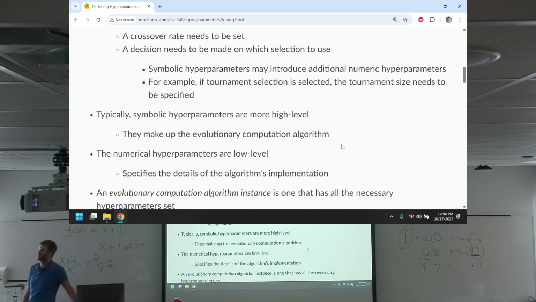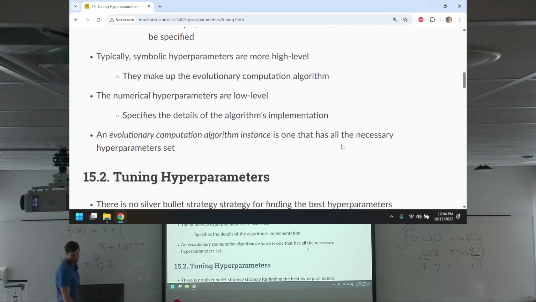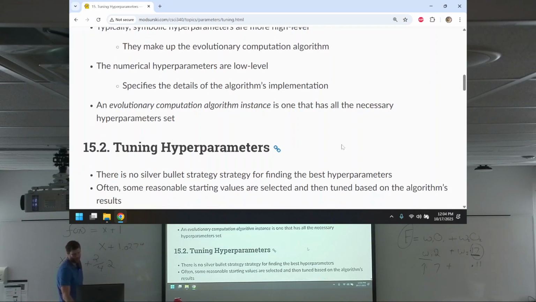Symbolic hyperparameters may introduce additional numerical ones, right? Roulette wheel often doesn't, it can, depending on if you want to modify the results from roulette wheel, but your base roulette wheel has no additional hyperparameter, right? You do roulette wheel. But if you're doing tournament selection, well, what's the tournament size? See, that's what I mean. Some have more than others. Typically, symbolic hyperparameters are more high level, and numerical operators are more low level, okay?